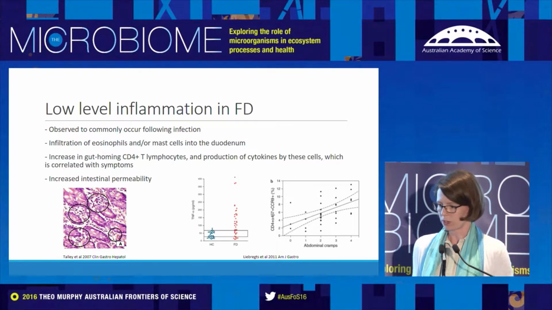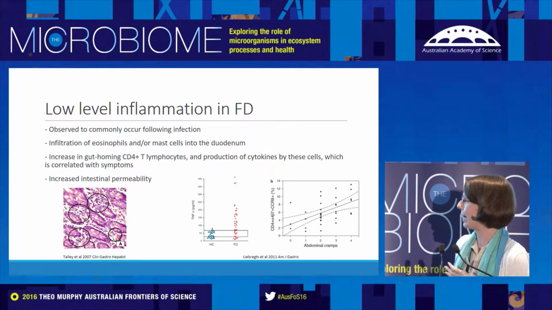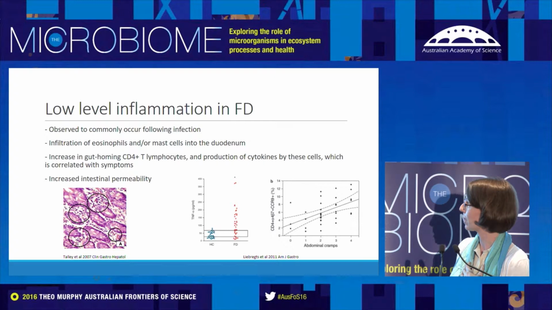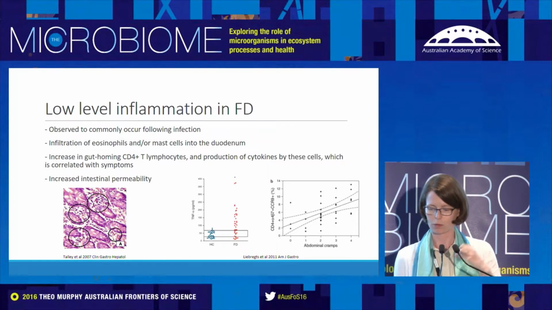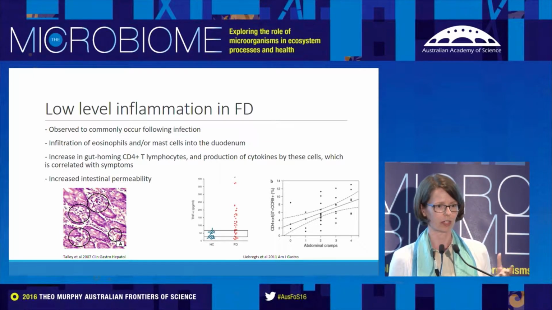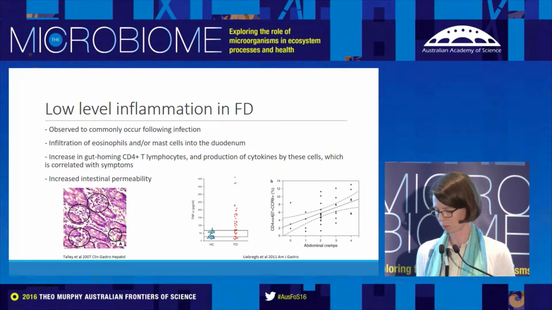What we've noticed, focusing on the upper GI functional dyspepsia syndrome, is infiltration of eosinophils or mast cells into the duodenal tissue. There's also an increase in gut-homing T lymphocytes, and these cells produce greater amounts of cytokine, which importantly is associated with symptom intensity in these patients. So this is not overt inflammation that you can see during an endoscopic procedure, but a low level of inflammation that is there ticking over.